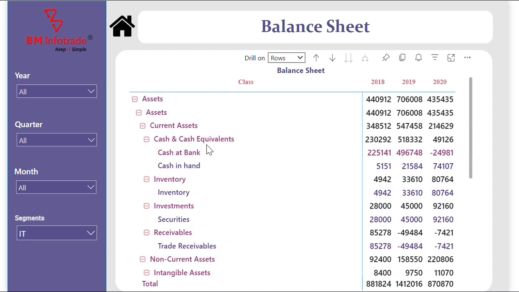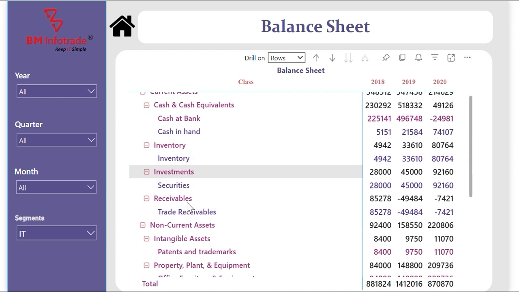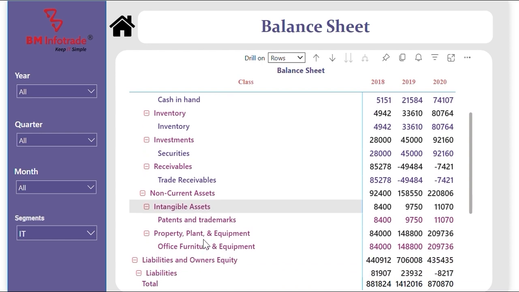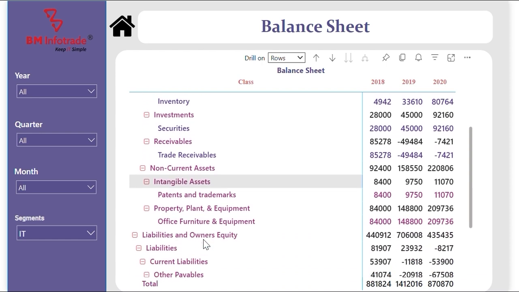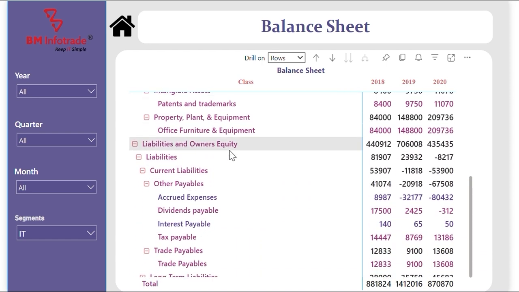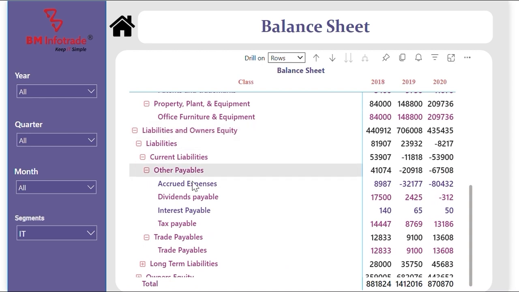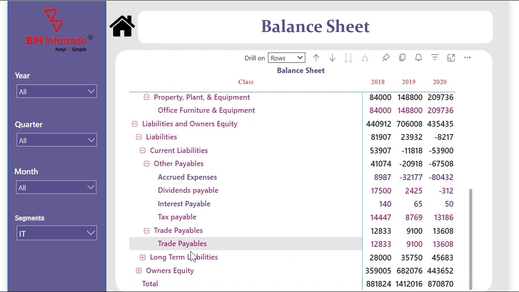On the right side, as you can see, we have our main balance sheet, which shows current assets and non-current assets. In the current assets we have cash and cash equivalents, inventory, and investment, and in the non-current assets we have intangible assets, property, plant and equipment. In the liabilities and owner equity section, we have current liabilities, non-current liabilities, and long-term liabilities, classified across 3 years: 2018, 2019, and 2020.